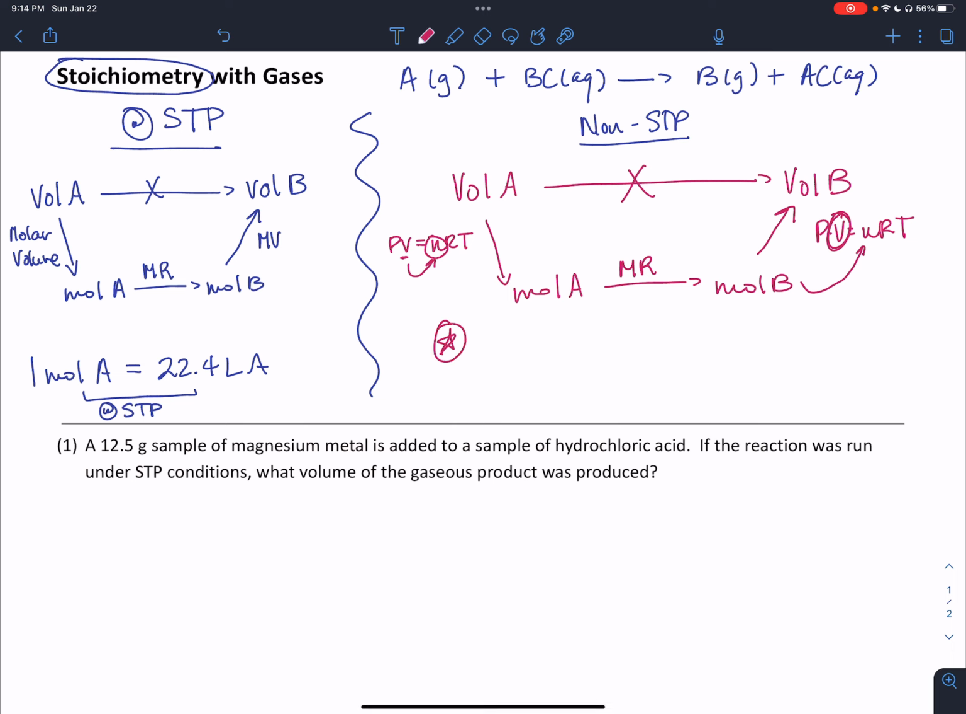I want to make a mention here. I'm saying that we're going to find volume of B, but we could start with volume of A and find grams of B, or we could start with volume of A and find particles of B, or we could start with grams of A and find volume of B.